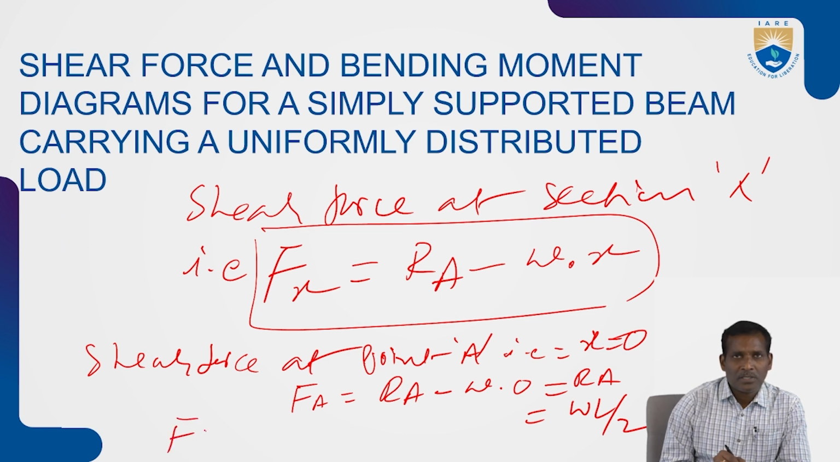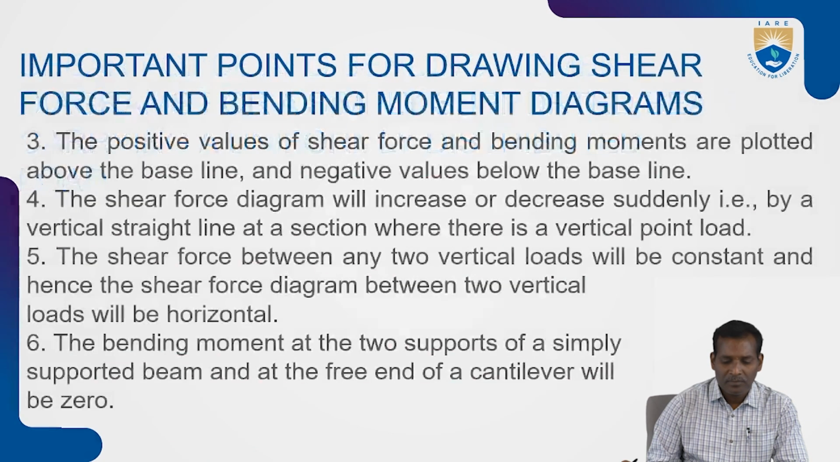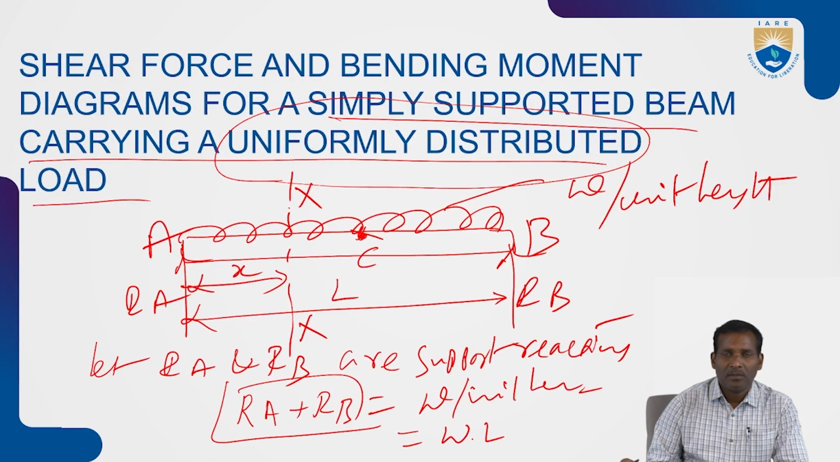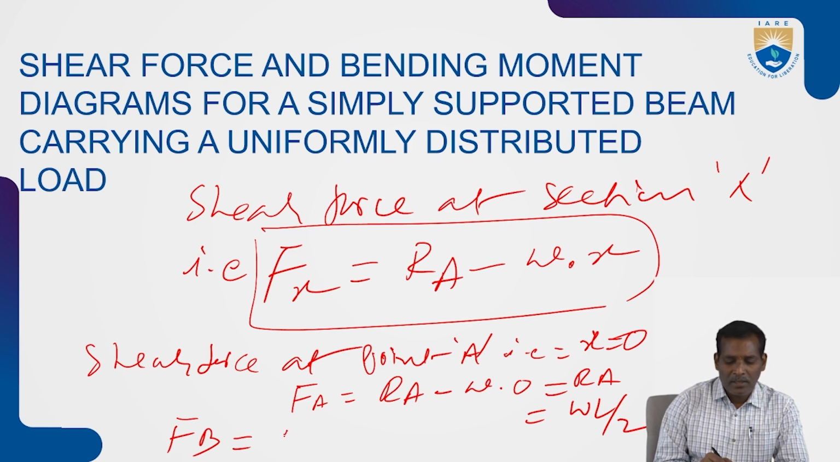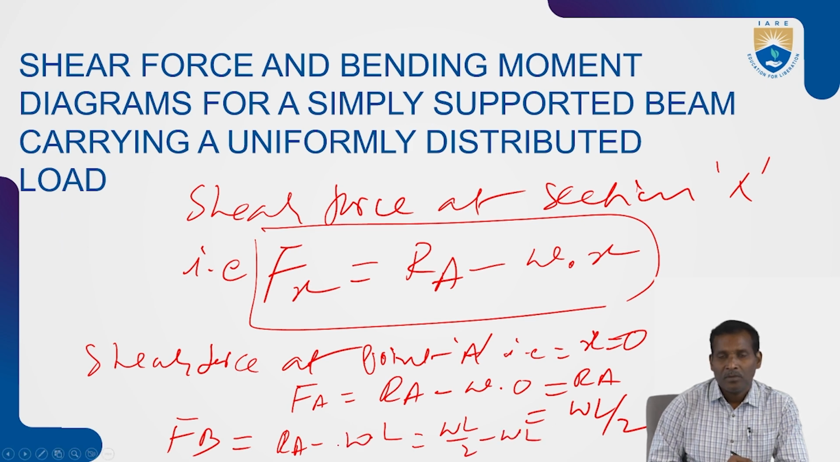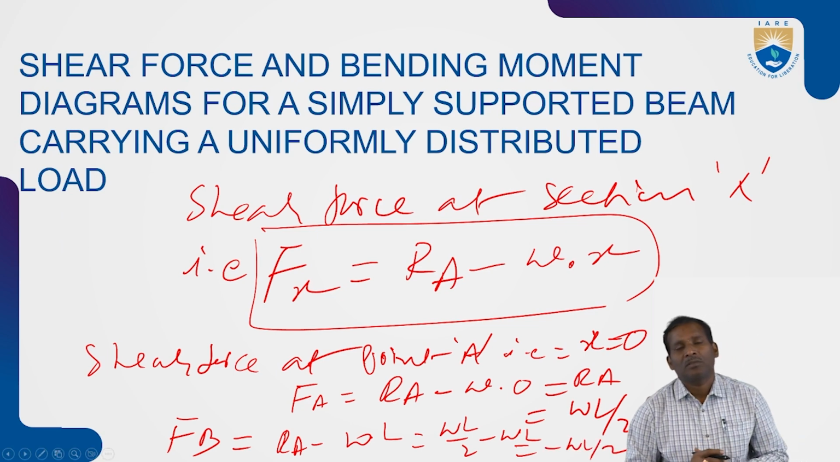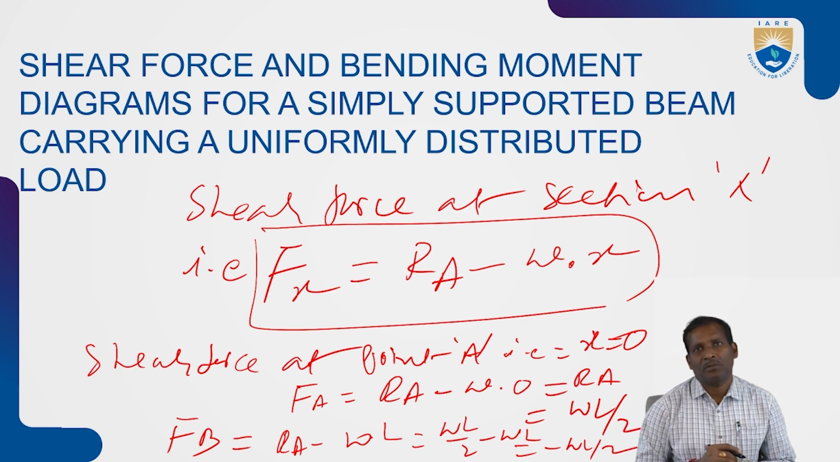Similarly, the shear force at B. What is the shear force at point B? RA minus W into the X distance, which is L. So that is WL by 2 minus WL, so minus WL by 2. A negative value at B for the shear force.